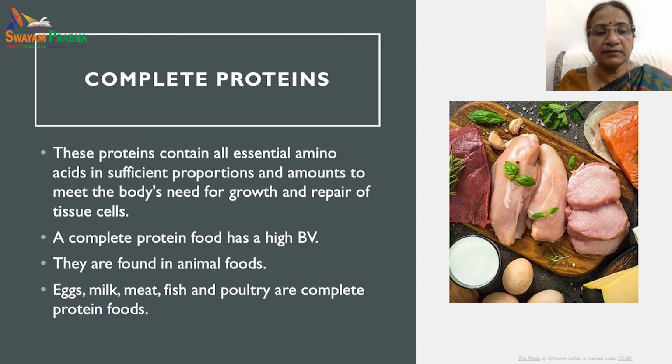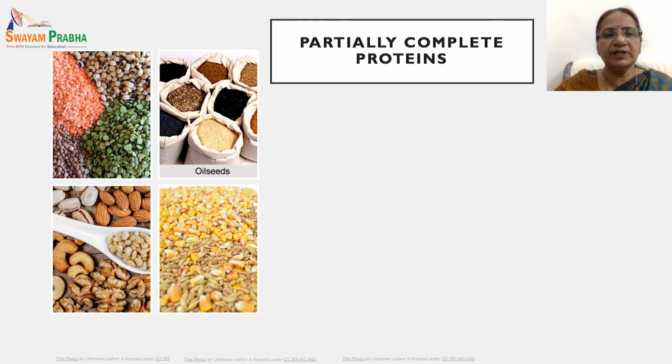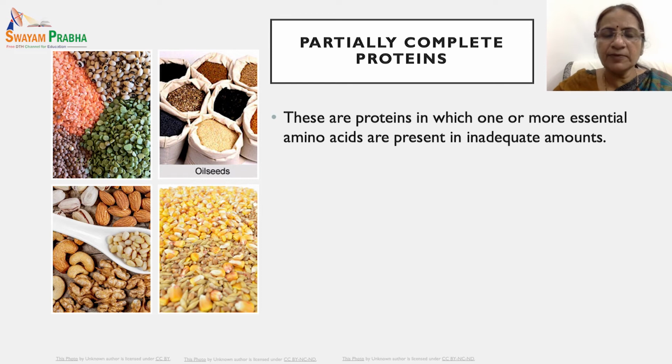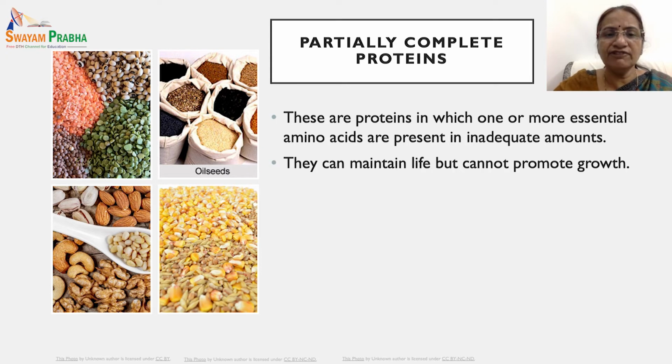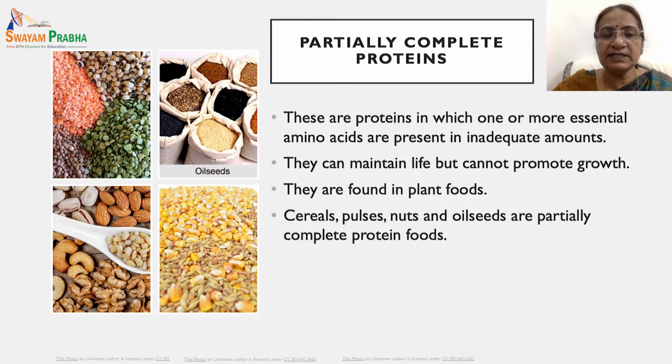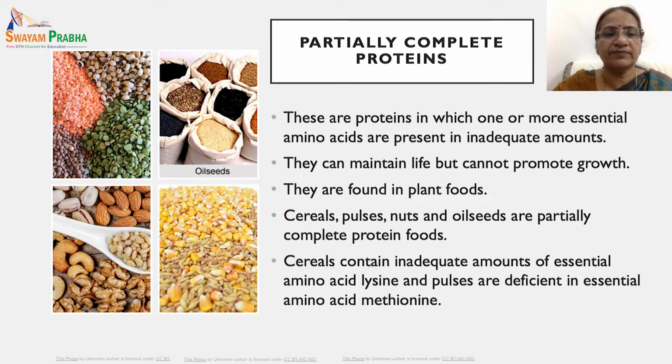Eggs, milk, meat, fish, and poultry are complete protein foods. Now, partially complete proteins. These are proteins in which one or more essential amino acids are present in inadequate amounts. They can maintain life but cannot promote growth. They are found in plant foods. Cereals, pulses, nuts, and oilseeds are partially complete protein foods.